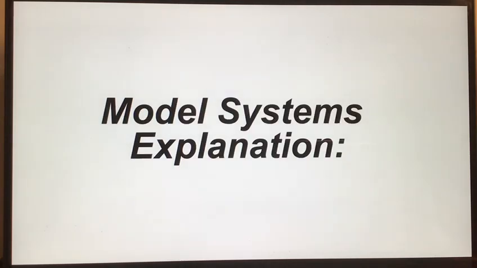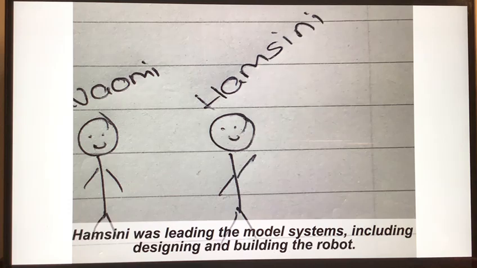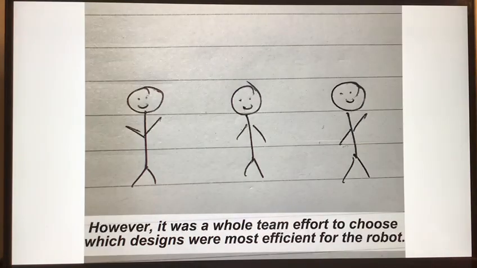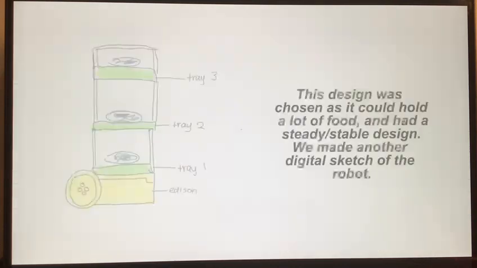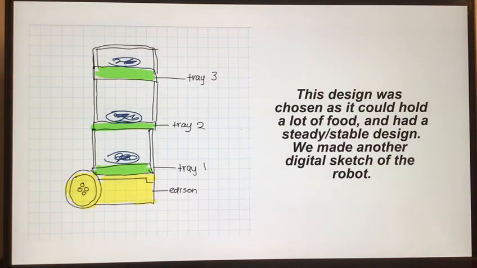Model systems explanation. Hamzini was leading the model systems, including designing and building the robot. However, it was a whole team effort to choose which designs were most efficient for the robot. We started by sketching out a few rough drafts of the robot digitally, and eventually came to a conclusion that we would select design 1, or the design with multiple layers. This design was chosen as it could hold a lot of food and had a steady, stable design.